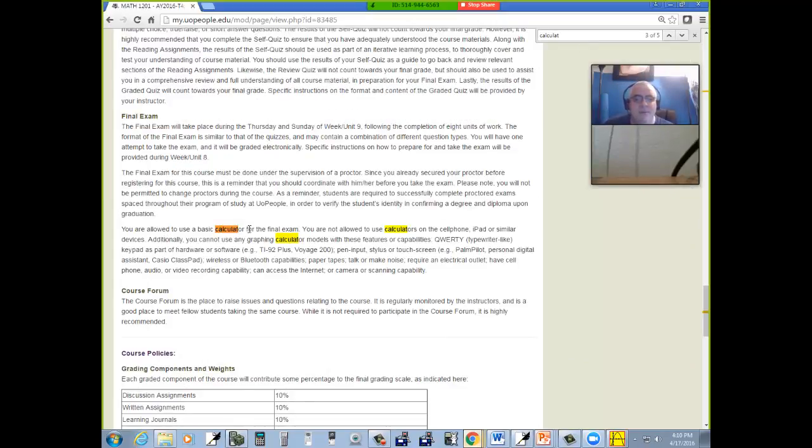Yeah, you're allowed to use a basic calculator for the final exam. You're not allowed to use calculators on a cell phone, iPad, or similar devices, and that would include that Peanut software I just showed you. You couldn't use it. And then it says you cannot use any graphing calculator models with these features: typewriter-like keyboard. That's the TI-92 Plus, Voyage 200, and so forth. But based upon this, you can use something like a TI-83, TI-84. Right.